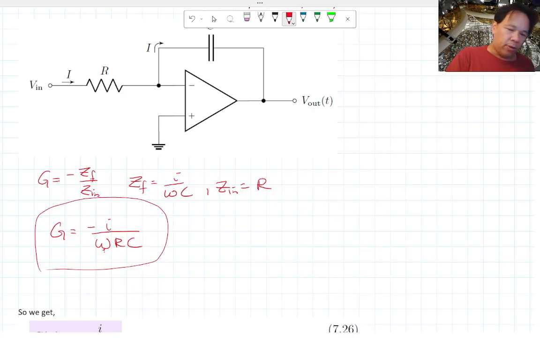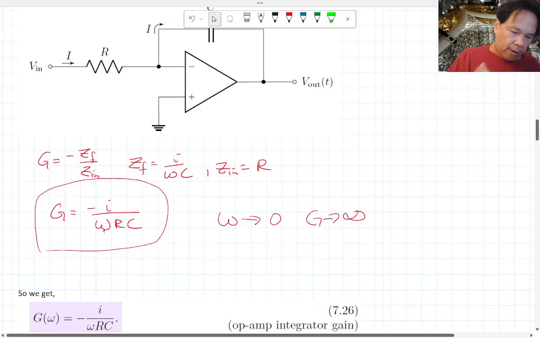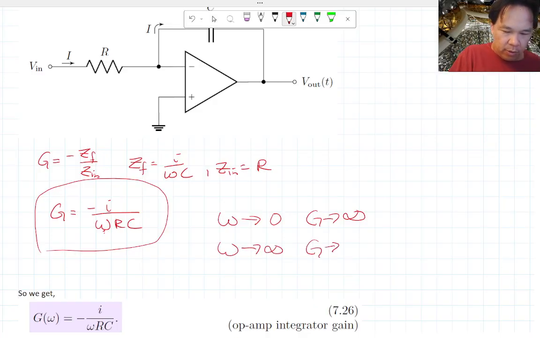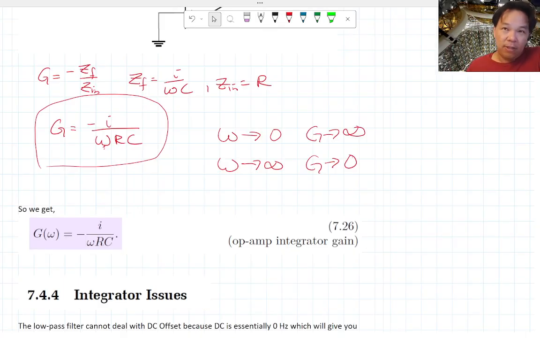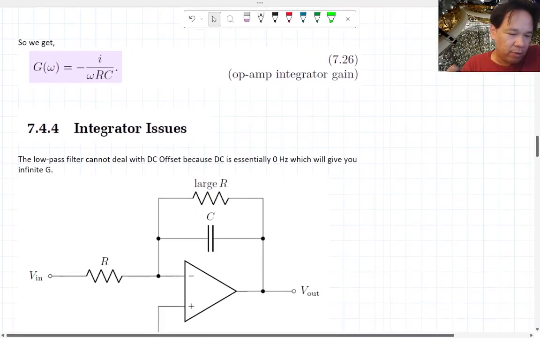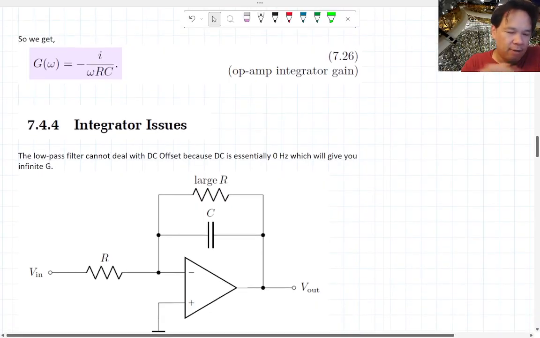Now in this case, of course, omega is in the denominator, so as we expect, as omega goes to 0, the gain actually goes to infinity, which is going to cause a problem. We're going to see how we fix that. But as omega goes to infinity, the gain goes to 0, as we expect for a low pass filter. We're going to see some issues with this. This infinite gain is going to be a problem because even the open loop gain of our op amp is only like 25,000. We're not going to get anywhere close to infinity.